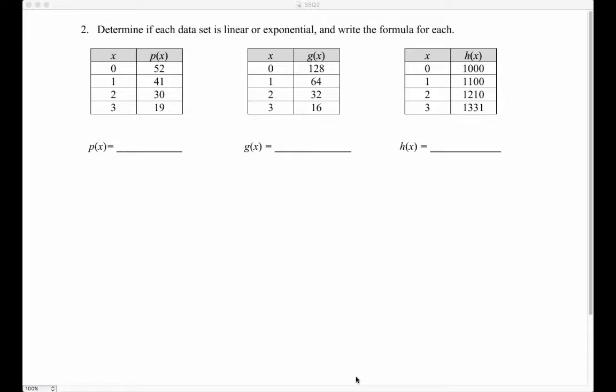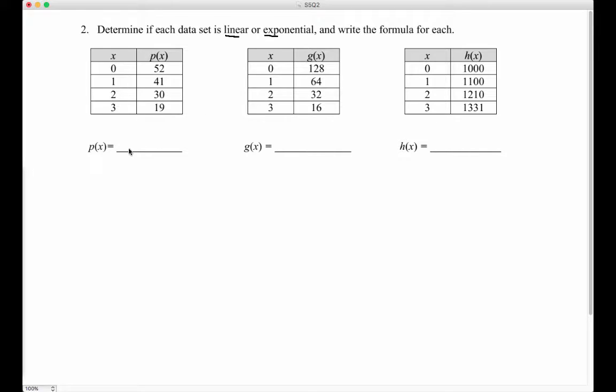They ask us to determine if each of the data sets is linear or exponential, and then once we've made that determination, we want to write the formula for each. So first off, we know that it's going to be one or the other. Either these are going to be linear or exponential. They're not going to mess with us and have neither as one of the choices, okay?